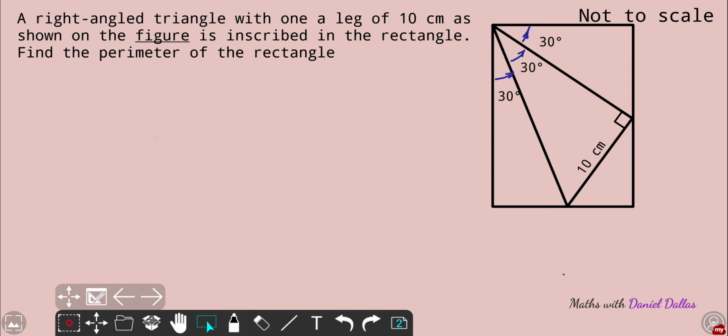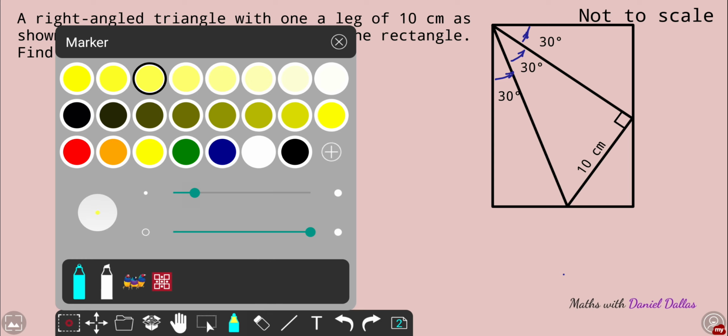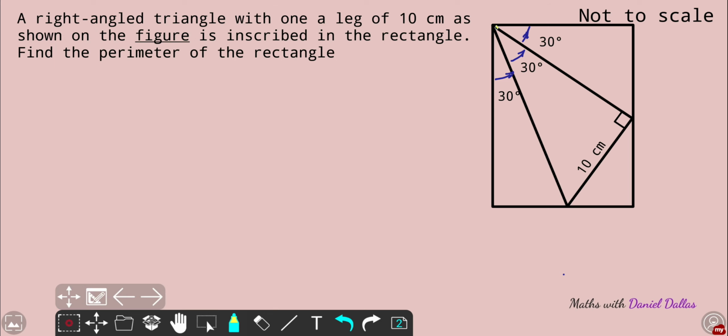First of all, what does it mean inscribed in the rectangle? It means that the triangle will have 3 touching points, and they're common. As you can see on the picture, it's there, here, and here. So all 3 points correspond to the vertices.